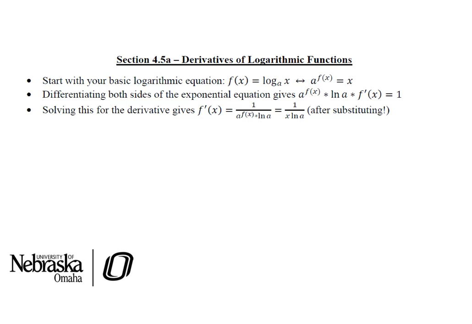Now, they're showing you that if we take the derivative of both sides of this equation, we get this as written, so we can solve it for the derivative of y, or the derivative of f of x. Okay, so we divide both sides by a to the f of x and natural log of a. So notice if we simplify that, we get 1 over a to the f of x times natural log of a.